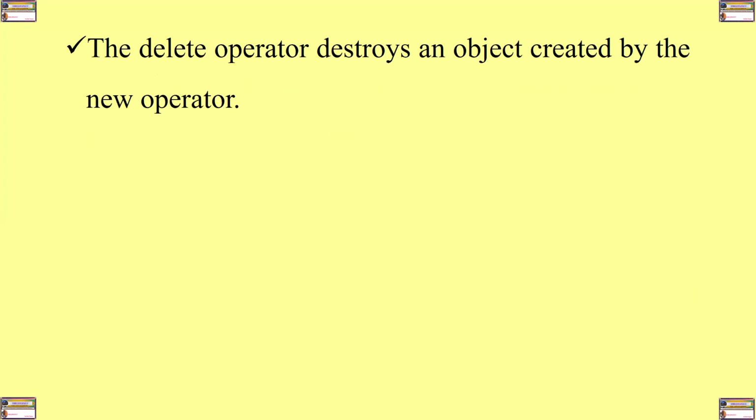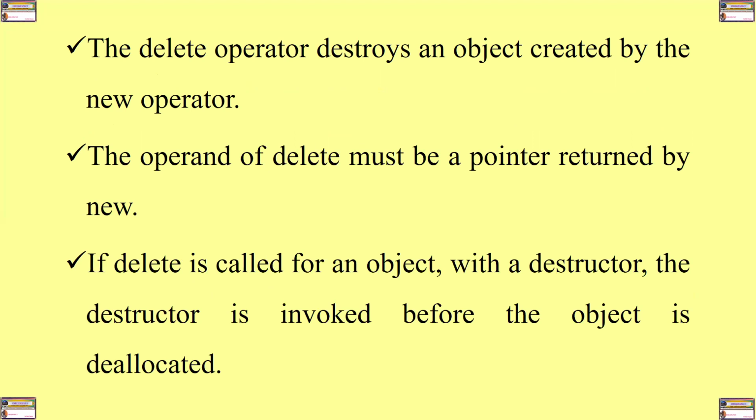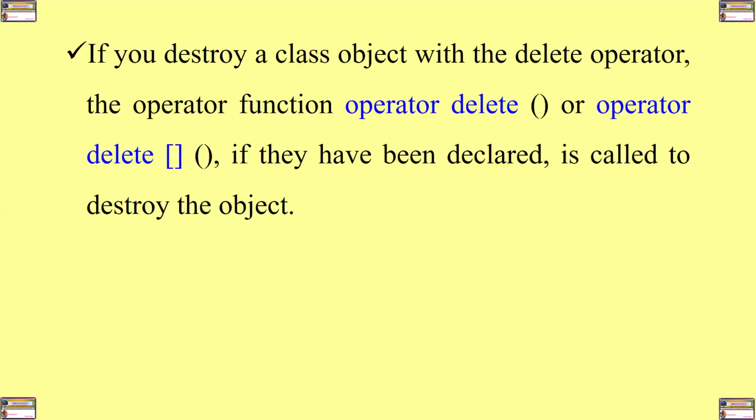Then the delete operator destroys an object created by the new operator. The operand of delete must be a pointer that is returned by the new function. If delete is called for an object with a destructor, the destructor is invoked before the object is deallocated. If you destroy a class object with a delete operator, the operator function, operator delete, for a single element or a single variable or object, or operator delete for an array structure, if they have been declared, is going to destroy the object.